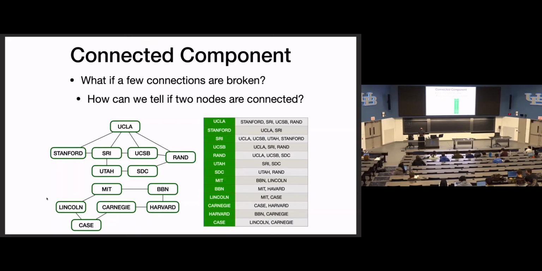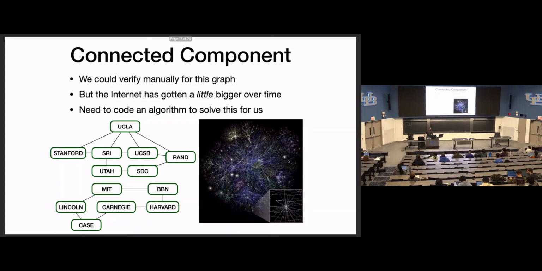So the first thing we want to do with breadth first search, we'll eventually use it for pathfinding purposes, is to say, how can we tell if two nodes are connected by a path? For this one we can just look at it. If I ask you, are UCLA and BBN connected? You would say no, just using your eyeballs. But what happens when the graph is much bigger? So this was the internet, back in the day. But the internet's grown just a little bit since then.